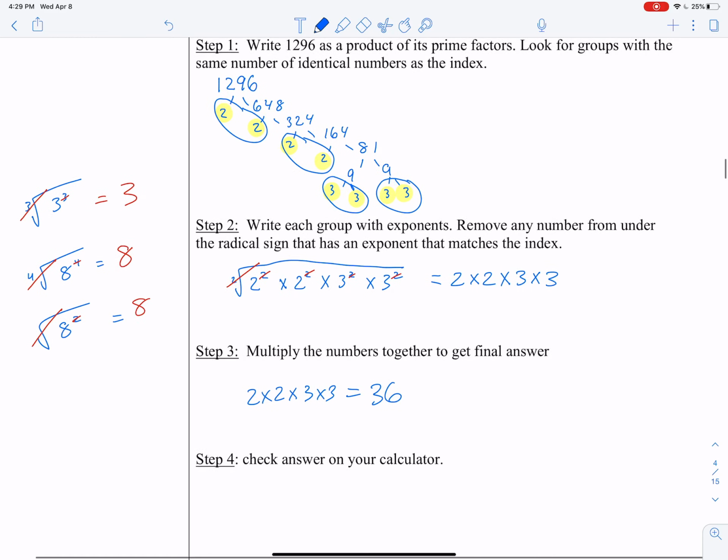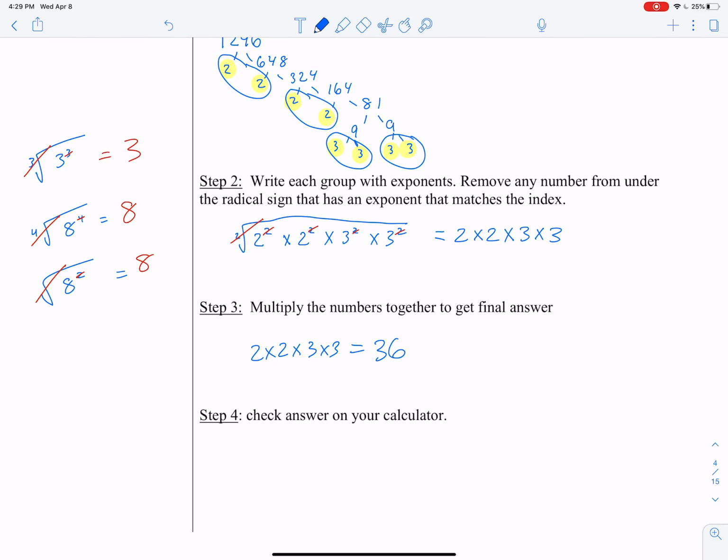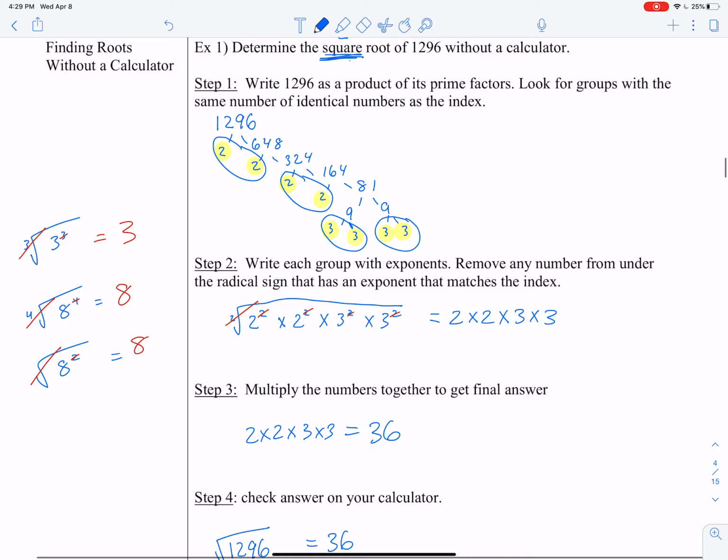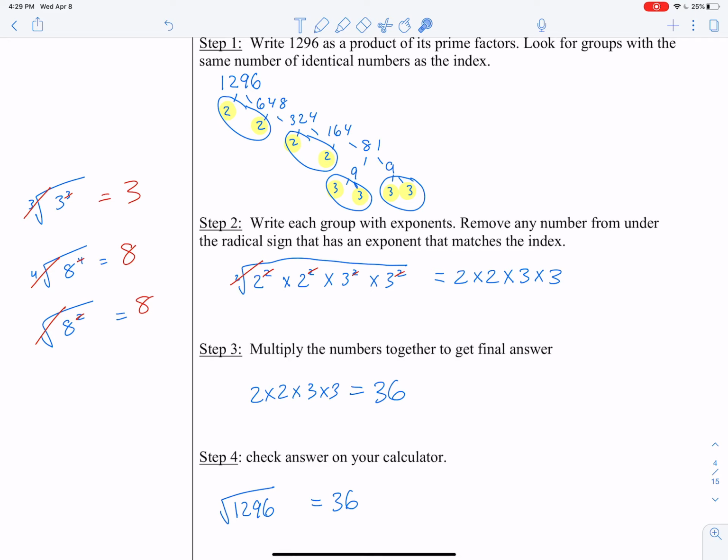And then, as a fourth step, I can check that in my calculator. So I can enter 1296. I can press the square root button, and I can check that I get 36 as a final answer. Okay, it's really easy to check your answer on these questions. So if you were doing this on a test, you would need to make sure you showed all this work and did these steps. And then you can also make sure your answer is actually correct by checking it on your calculator.